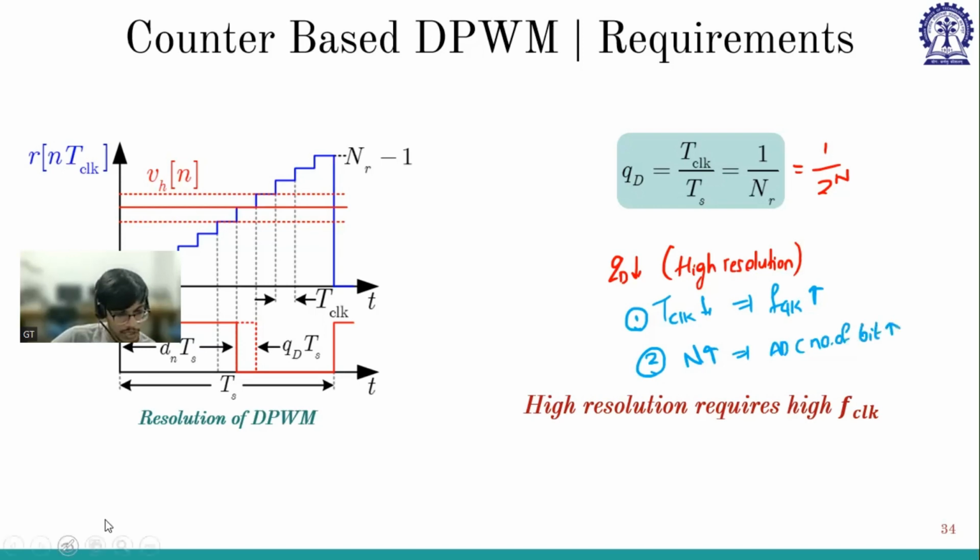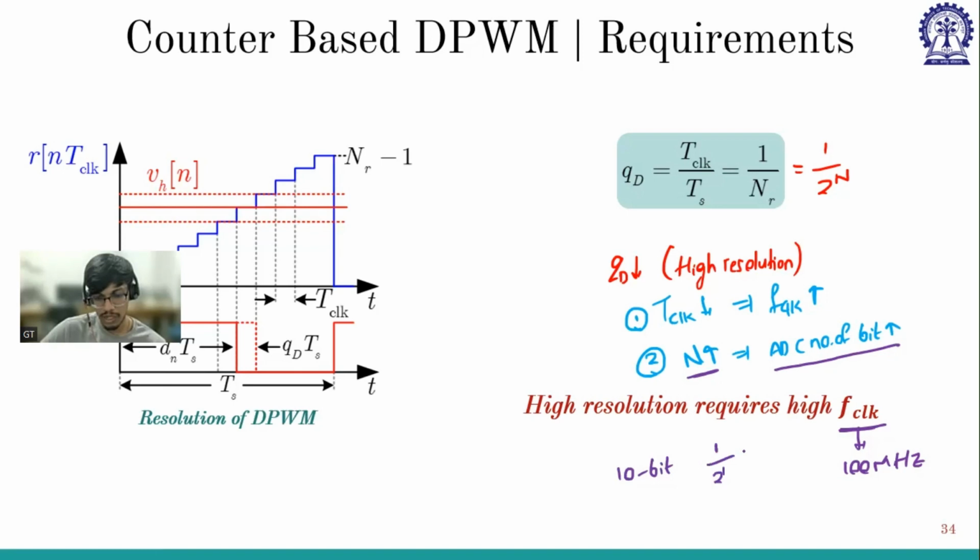For a given FPGA, say in our case the Spartan 6 FPGA, F clock is 100 megahertz. So you cannot increase the switching clock. It is decided by the FPGA that you have bought or are using. So you can only increase n. Again, increasing the ADC number of bits will increase the cost, so there is a trade-off. We are using 10 bit, which is equally good. So the resolution is 1 by 2^10. I think it is 10 millivolt or 20 millivolt or maybe 2 millivolt, I'm not sure, we'll check. It will be very small and it is working fine. 10 bit is decently high. So this is about counter-based DPWM.